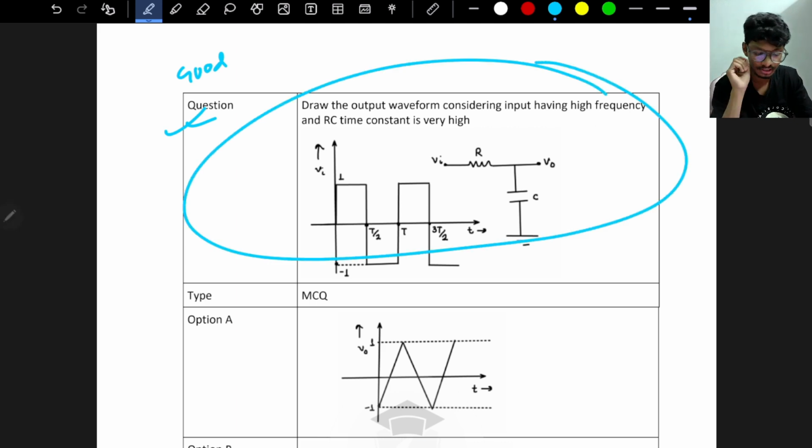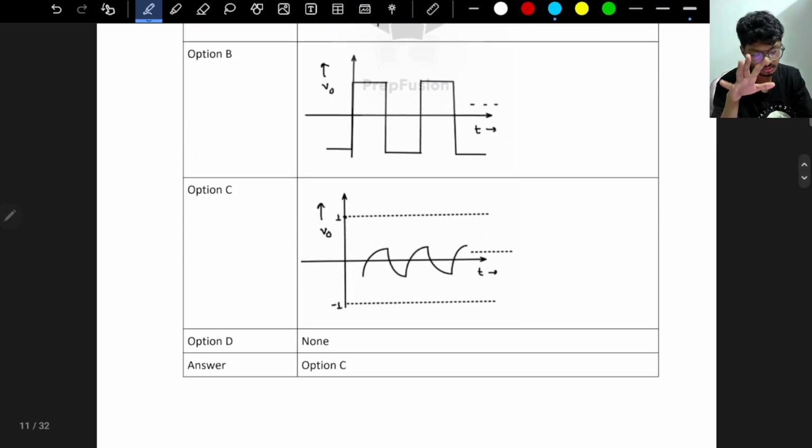This is a very good question, and they are framing this type of question now. Previously this type of question generally didn't come, and many educators are making mistakes in this question. So make sure you watch this video. This type of concept we have taught multiple times, also with diodes. So let's just watch this question.